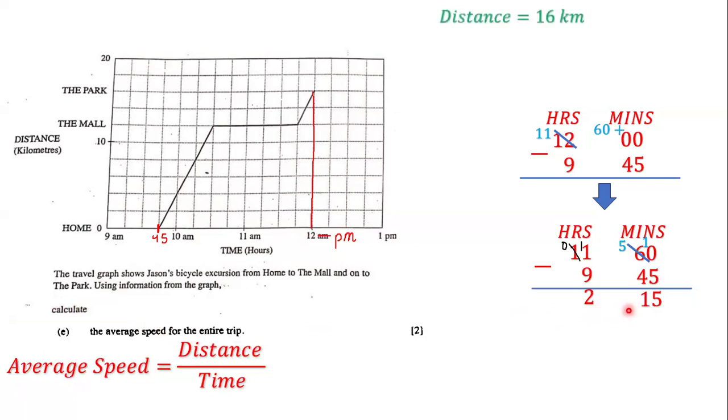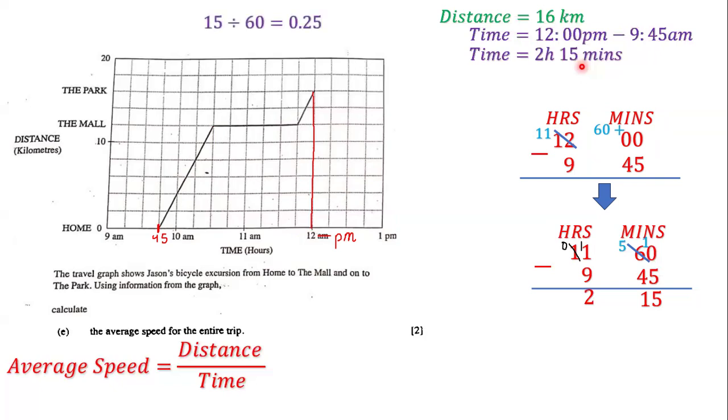So that's the time. The distance is 16 kilometers, but the time, 12 p.m. minus 9:45 a.m., is equal to 2 hours and 15 minutes. But how do we express 15 minutes in terms of hours? We know that 1 hour is equal to 60 minutes. So if we want to take 15 minutes and express it in terms of hours, we say 15 divided by 60, which gives us 0.25. And so that means that the time is actually 2.25 hours.